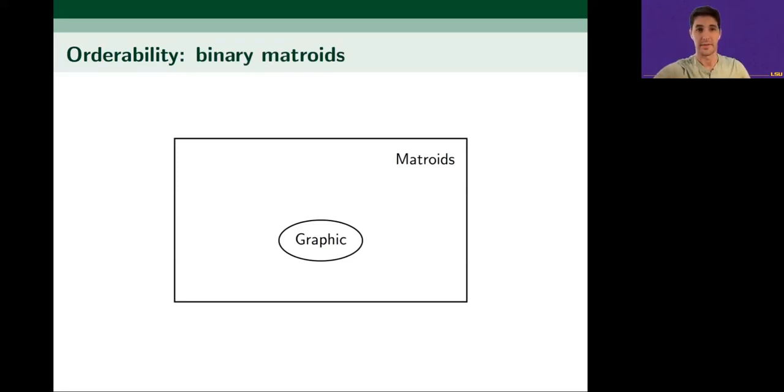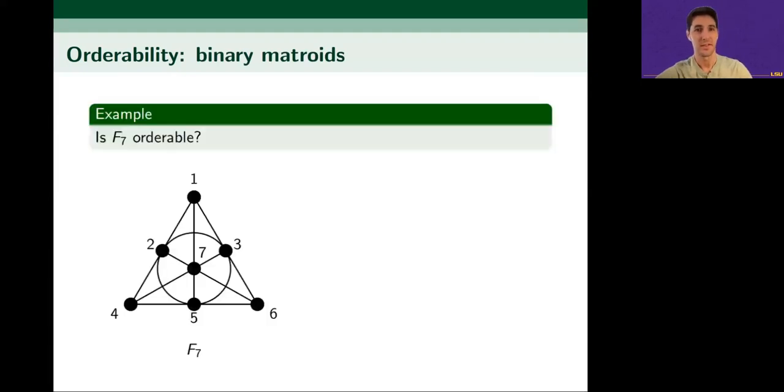So right off the bat, obviously, every graphic matroid is orderable. You draw the graph, it tells you how to order the circuits consistently. From there, I think a natural place to go is to the class of binary matroids. And I think the first natural place any of us would go to try out a new binary non-graphic matroid would probably be the Fano. So this will be my example just to show you what it looks like to explore the orderability of a matroid.